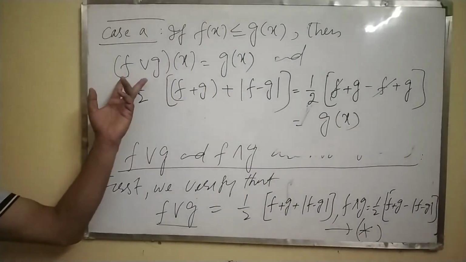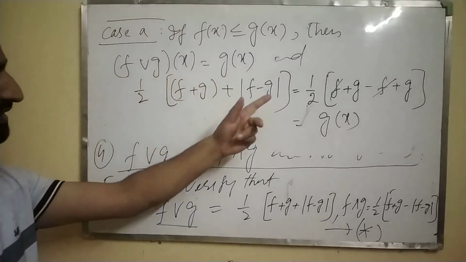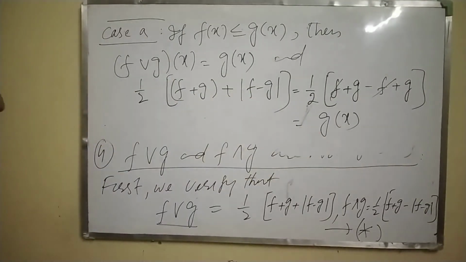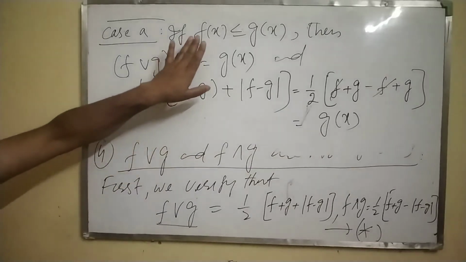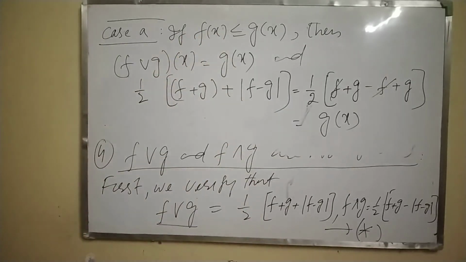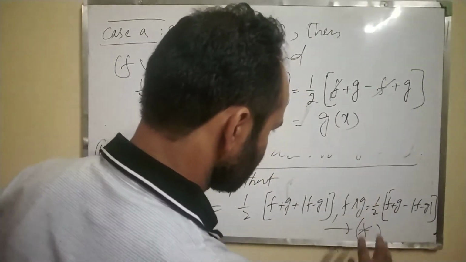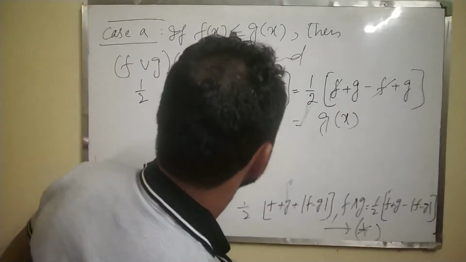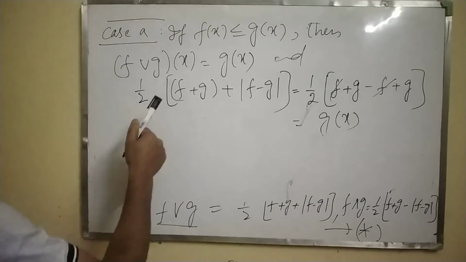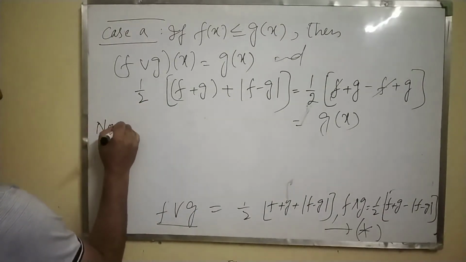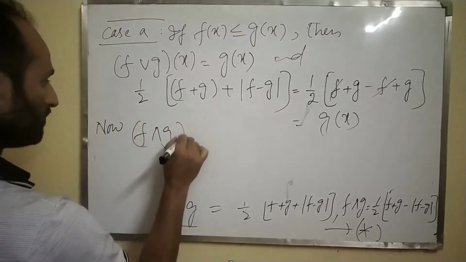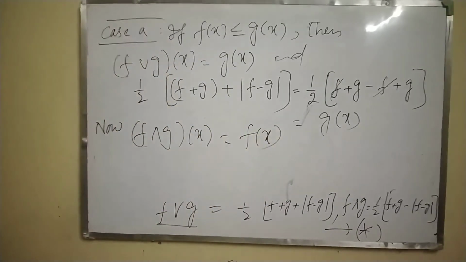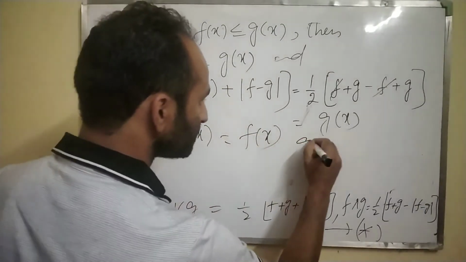So both the join of f and g at this point is equal to g(x), and this one, half of f plus g plus mod of f minus g at this point, is also equal to g(x). So in this case, if f is less or equal to g, this one holds. Now we try to verify this second equation. Let's find meet at this point. F(x) less or equal to g(x), it's equal to f(x). Okay, that's simple.